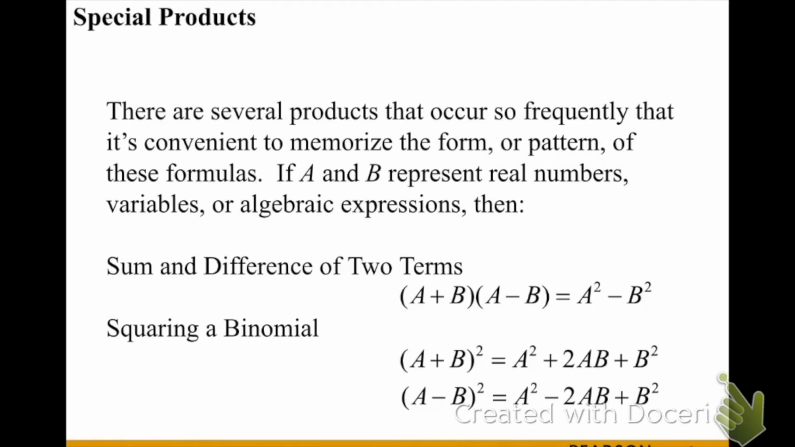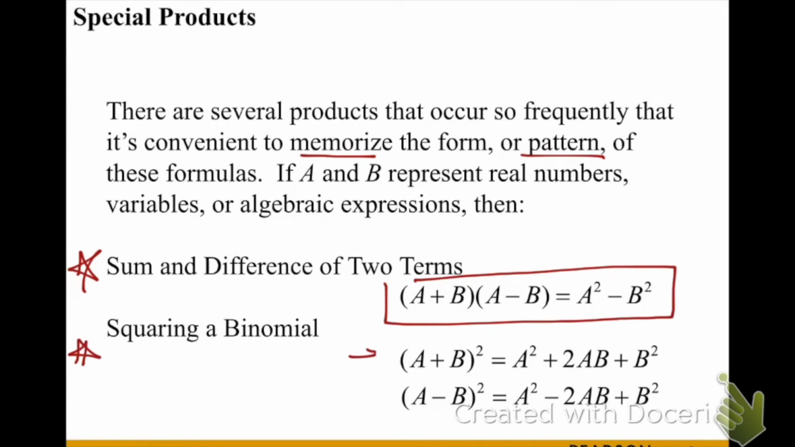Now, when we're multiplying binomials, you're going to see that certain special products or patterns emerge the more that you do. There are several products that occur so frequently that it's convenient to memorize the form or pattern of these formulas. So, assuming that A and B represent real numbers, the big ones that we want you to know by heart are, first of all, the sum and difference of two terms. If we have A plus B and A minus B, then this will always multiply to the square of the first term minus the square of the second. Okay, so that gives us A squared minus B squared.